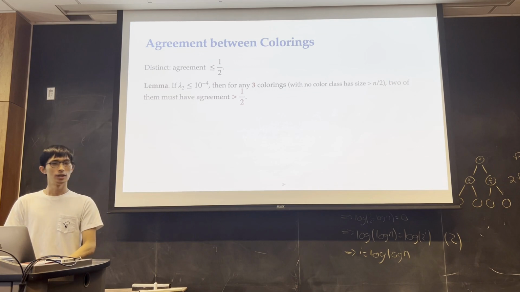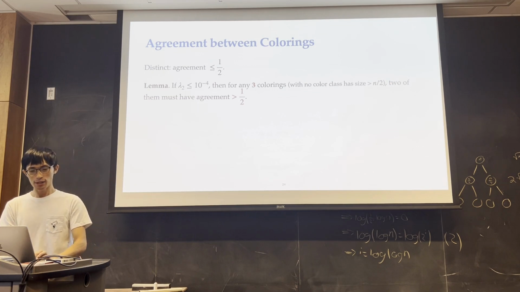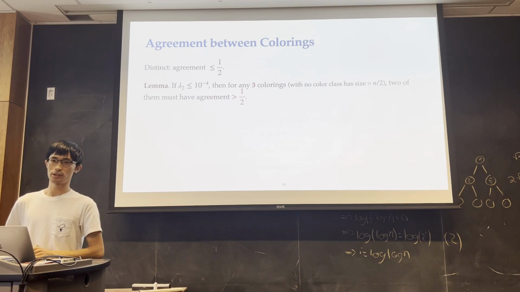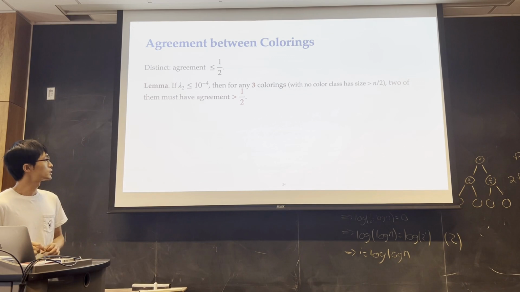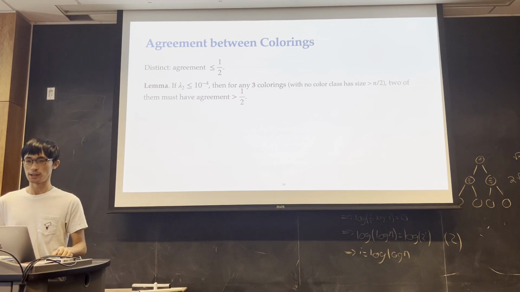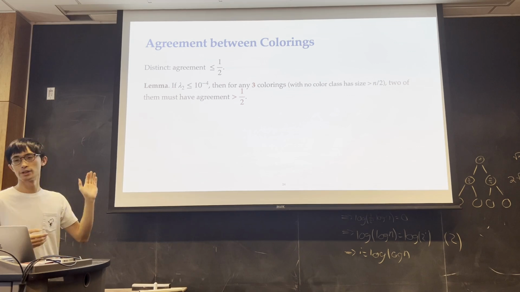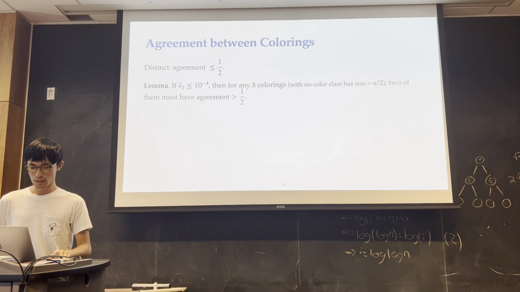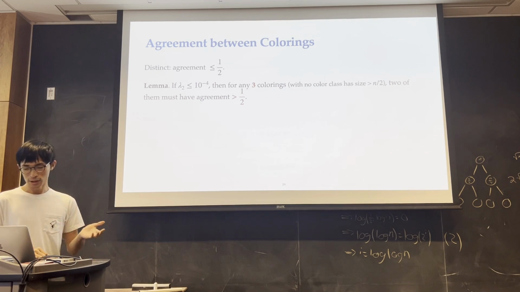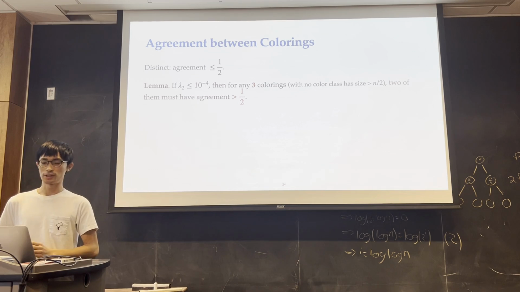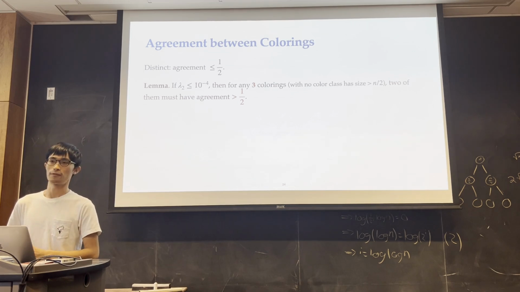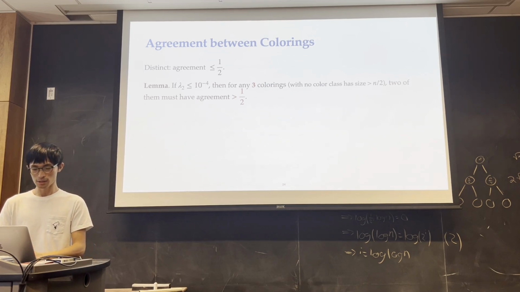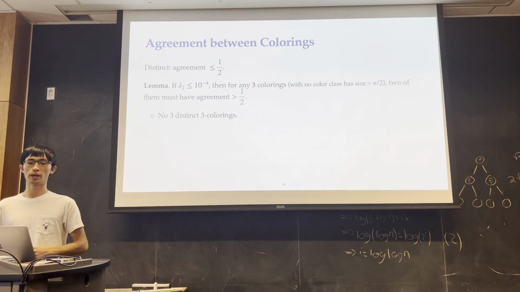So here's a lemma. If the second eigenvalue is at most 10 to the negative 4, then for any 3 colorings, here we need an additional assumption that no color class is of size n/2, because in this case we're already done. We already have an algorithm, the trivial algorithm. So for any 3 colorings, not too large, 2 of them must have agreement more than half. In other words, we cannot have 3 distinct 3-colorings.